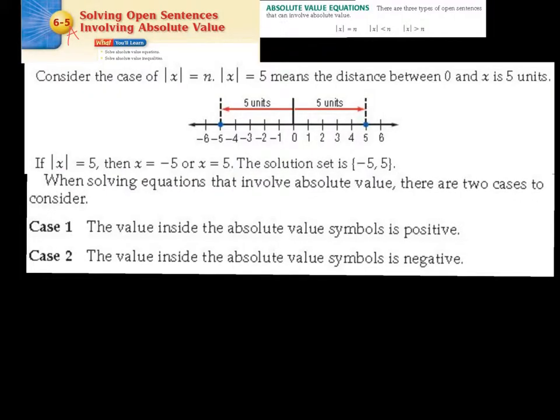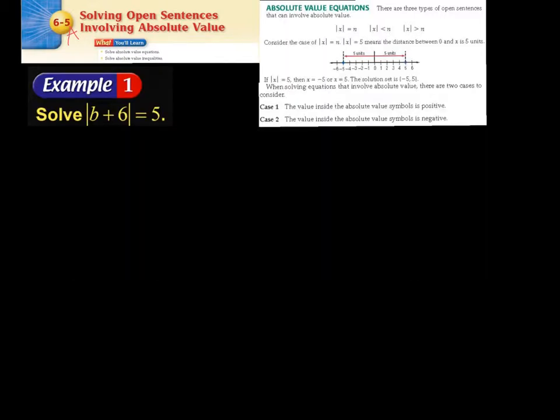So saying the same thing in words, when solving equations that involve absolute value, there are two cases to consider. Either case 1, the value inside the absolute value symbol was originally positive, or case 2, the value inside the absolute value symbols was negative. I'm going to show you two ways of solving example 1, graphically and algebraically.